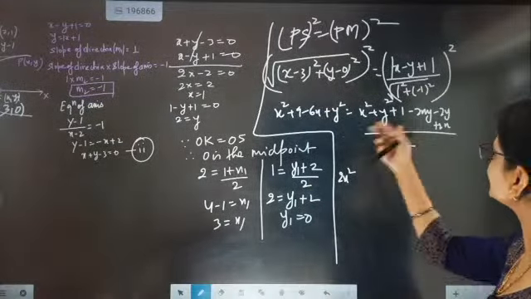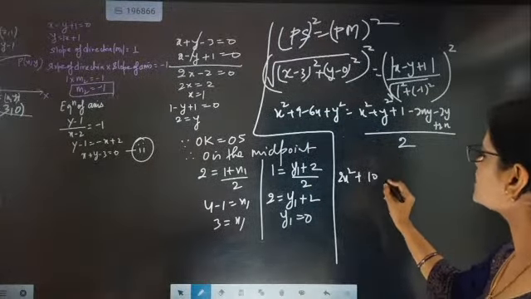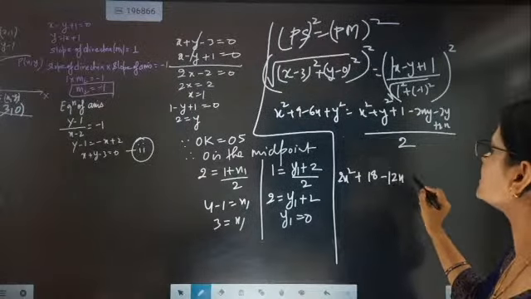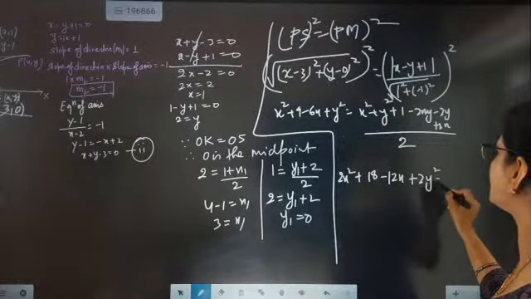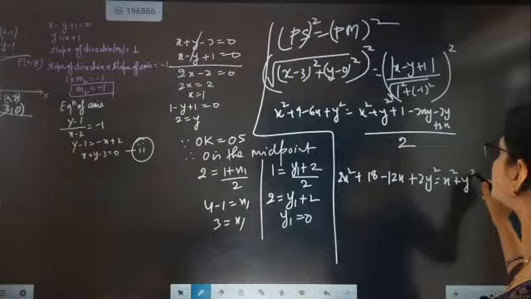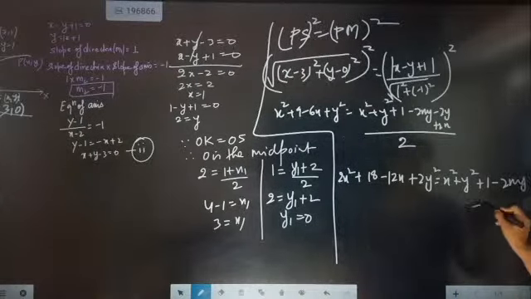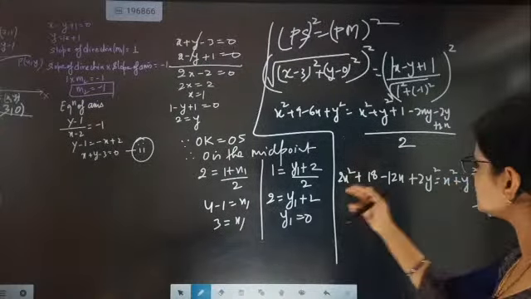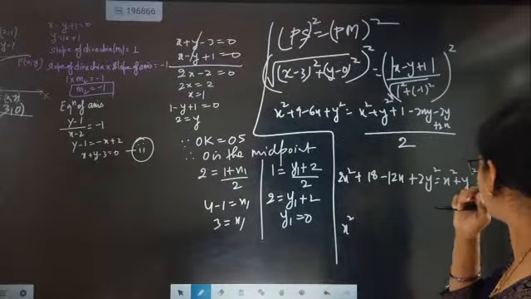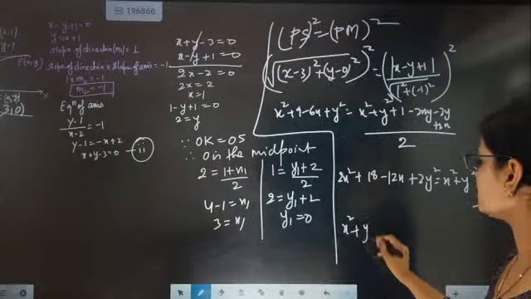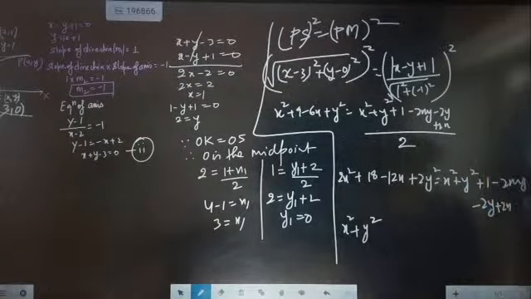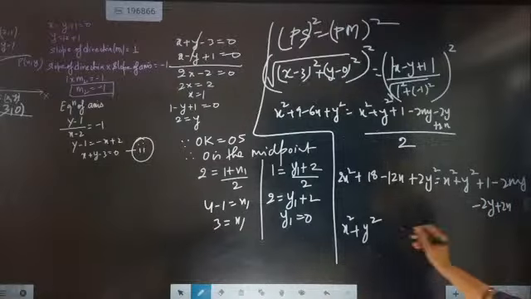So 2x square plus 2 nines are 18, minus 6 twos are 12x, plus 2y square equal to x square plus y square plus 1 minus 2xy minus 2y plus 2x. So shift everything to that side. Now x square: 2x square minus x square. Now 2y square minus y square will become y square. Now minus 12x, minus 14x.